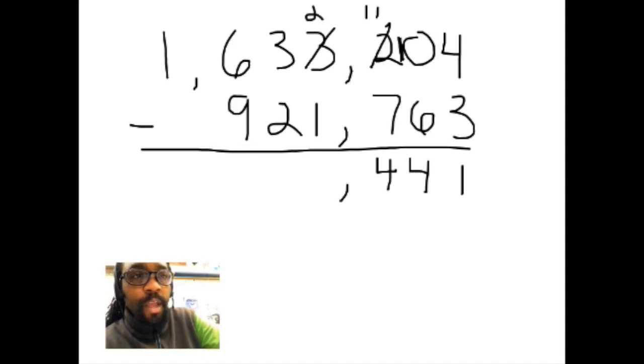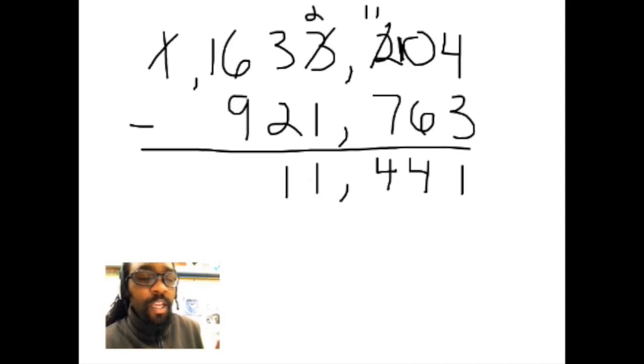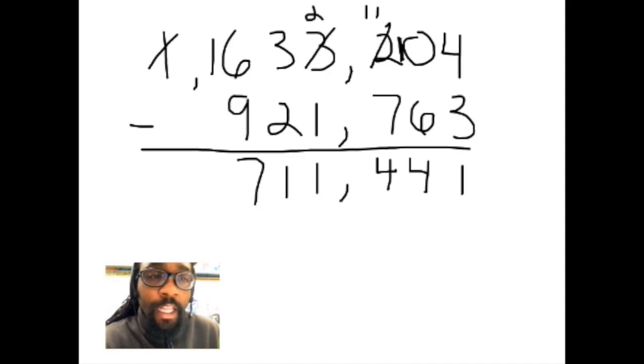Let's put our comma down. We can take 1 from 2. 2 minus 1 is 1. 3 minus 2 is 1. 6 minus 9, we cannot do that. Let's borrow and make this 16. 16 minus 9 is 7. And we put that down, and we've got our answer, 711,441. Easy stuff. Just follow the rules, and you can subtract any number, no matter how large.